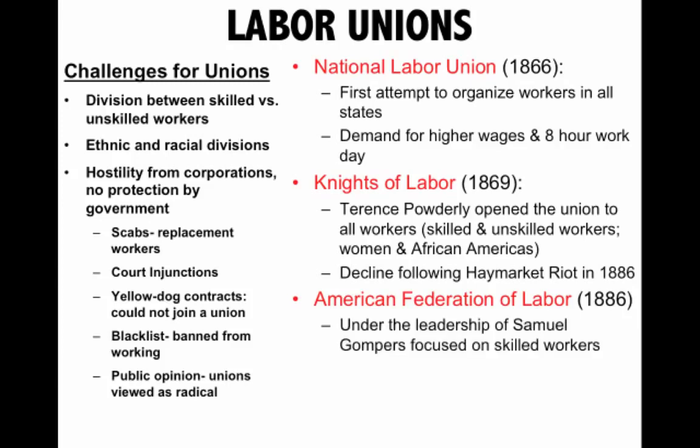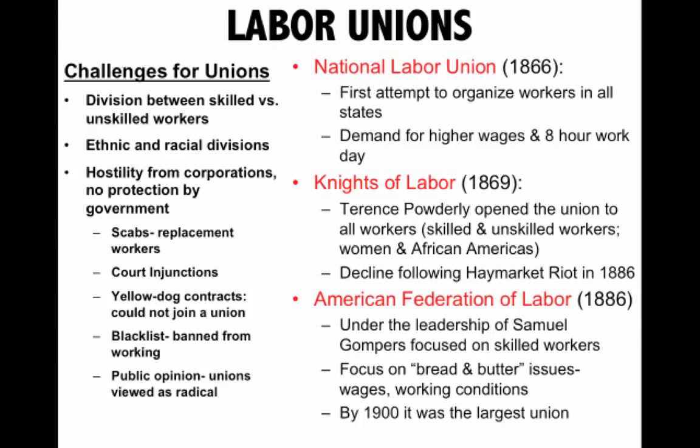Under the leadership of Samuel Gompers, they're going to focus on skilled workers, and really not on social issues, but on what are known as bread and butter issues, such as wages and working conditions. So none of that social stuff that the Knights of Labor was famous for. And by 1900, they will be the largest labor union in the nation, but they will have limited success in the beginning.